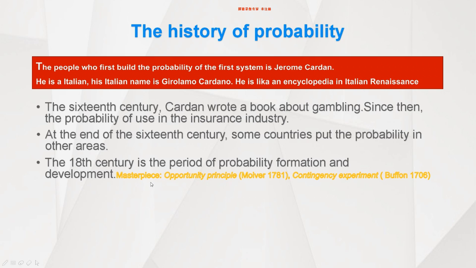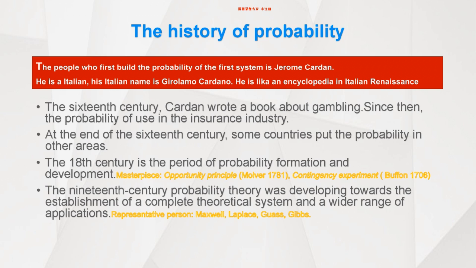There are some masterpieces like the opportunity principle and the contingency experiment. In the 19th century, probability theory was developing towards the establishment of a complete theoretical system and a widened range of application, which means probability became used in more areas. The representative people were Maxwell, Laplace, Gauss, and Gibbs.